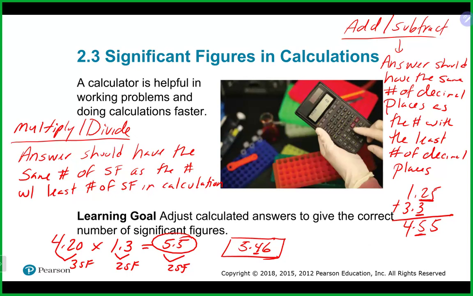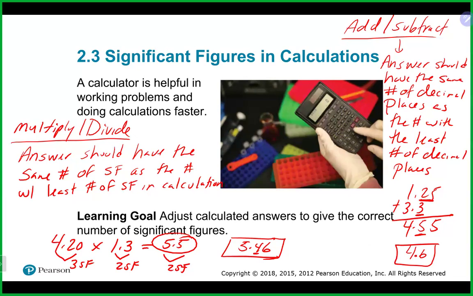So once again, I look to the number to the right. It is 5, so I'm going to round up in this case, and that would give me the proper answer of 4.6. 4.6 has 1 decimal place. How many significant figures does it have? It has 2 significant figures.